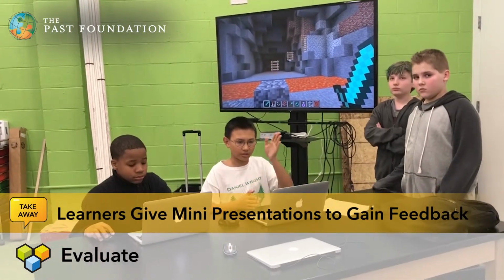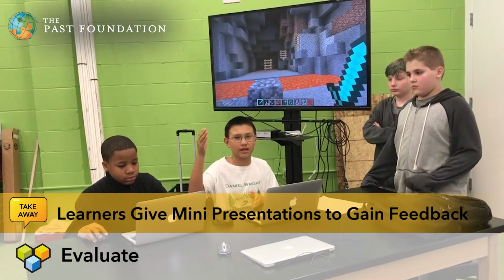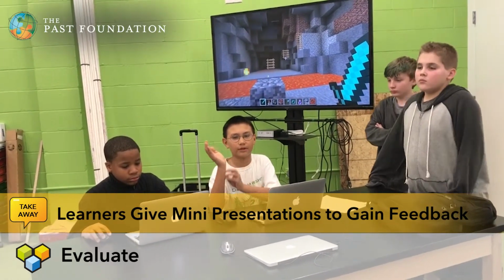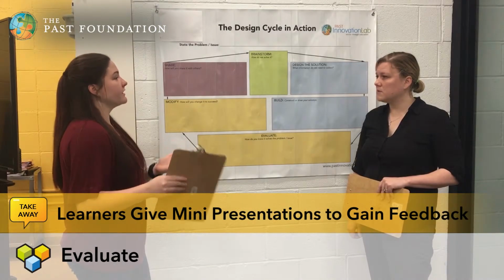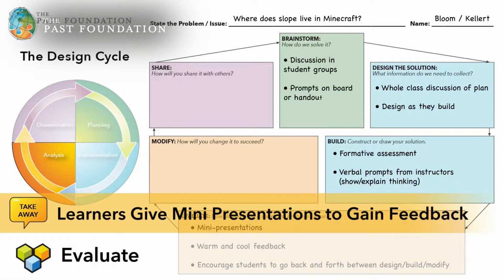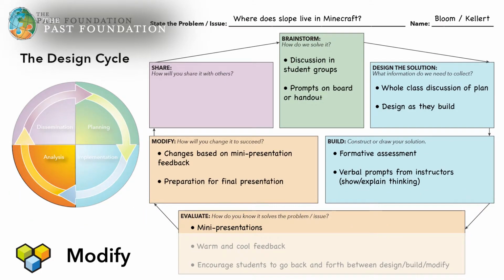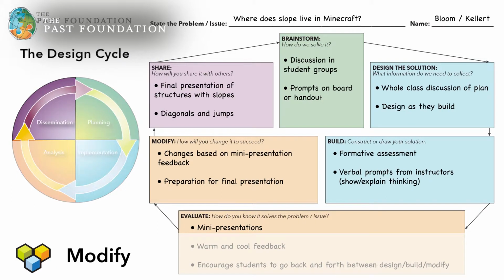Yes. So perhaps at the end of each class, they can do a mini presentation in front of the class and receive feedback from instructors as well as from students. Yeah, like warm and cool feedback from both us and their peers. That would be a great way to evaluate what they're doing, and then they can go back and modify if there's time. So the modifications will help in their final product, which is their final presentation of the structures with the diagonals.